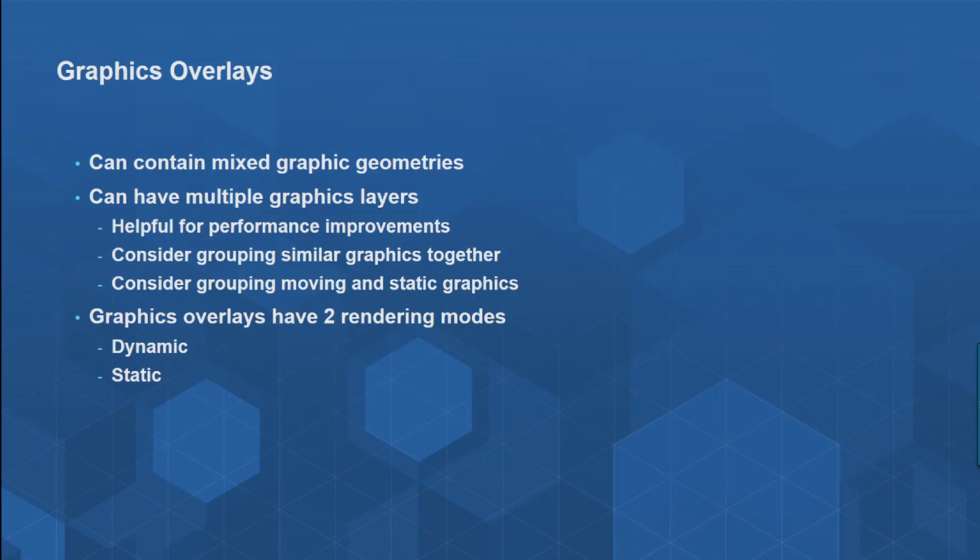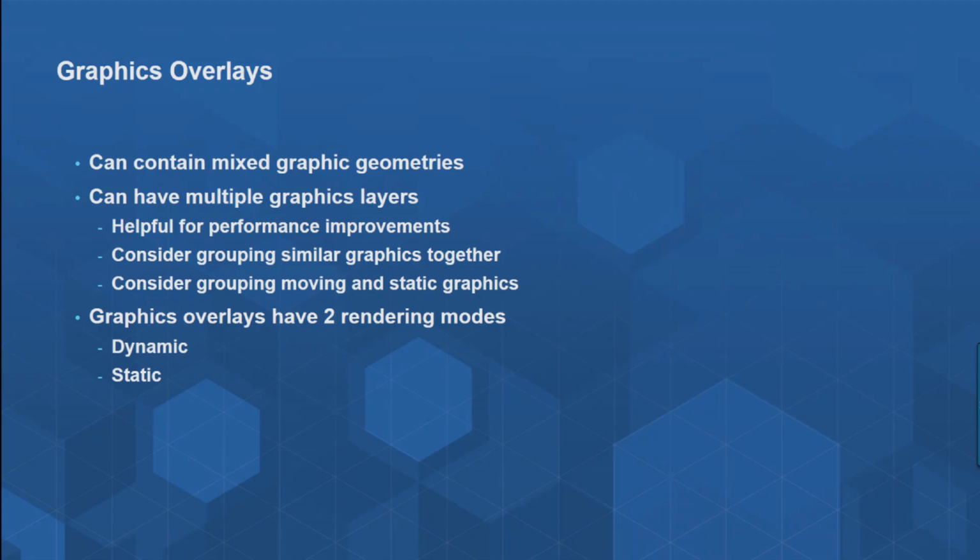You could also consider moving your static and your dynamic graphics into separate graphics overlays. So if you've got something which is moving at a very high frequency, try to separate that out from the graphics that you've got that don't tend to move around. Now the graphics overlays have got two different rendering modes. There's static and there's dynamic. Cunningly named, you can probably guess which one you would want to use for things that actually move around.